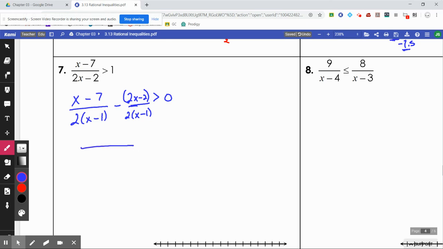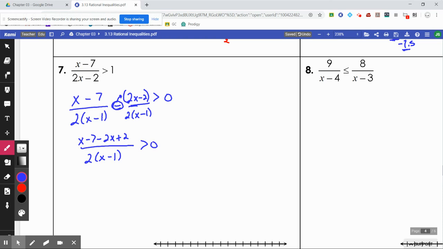So now your common denominator is 2 parentheses x minus 1. Now be cautious again. Here's where people miss this. This minus goes with the whole top. So you have to distribute that out amongst the top. That'll be a negative 2x and a positive 2.